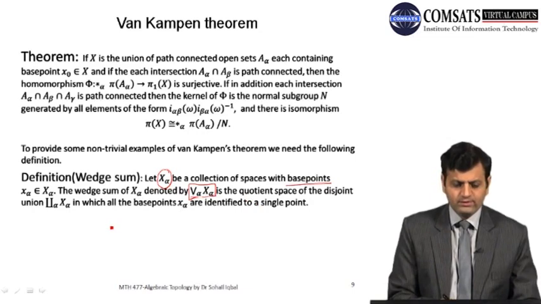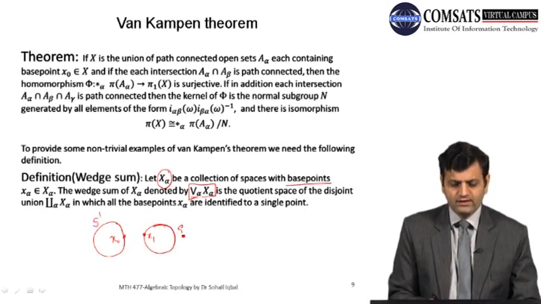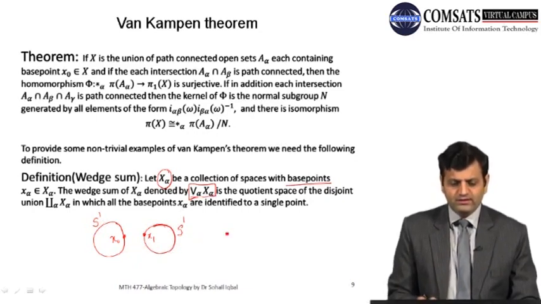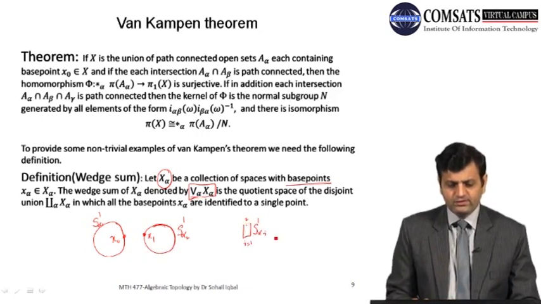Okay, so for example, if I have two circles with the base point x0 and, let's say, base point x1, so there are two circles S1, two topological spaces with two base points. Now take the disjoint union of these two circles. Let's call this S1 alpha 1 and this S1 alpha 2, so alpha is in the index set 1 to 2. So this is the disjoint union of these two circles.